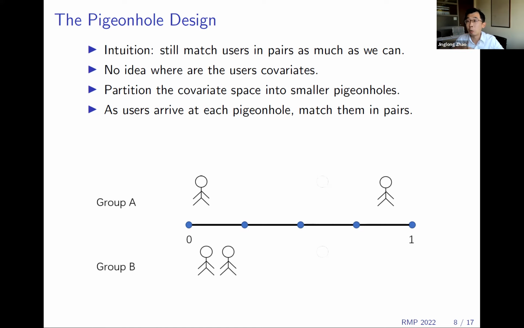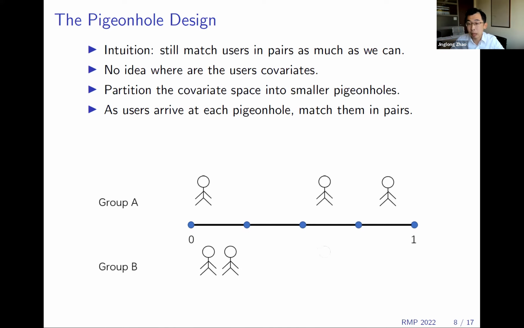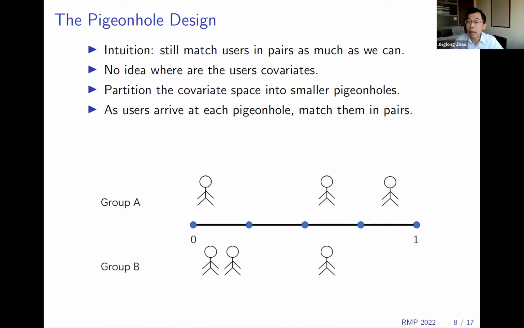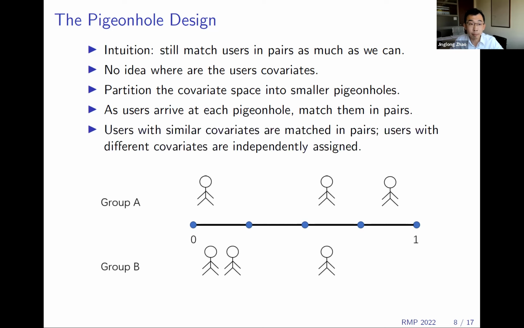And then we continue doing this. Whenever we see an unmatched user at the same pigeonhole, we match it. And when we see nobody unmatched, we randomize. So the fifth user arrives. There's nobody from the third pigeonhole unmatched. So we randomize. And let's say the last user arrives, and then we match it to the fifth user who belongs to the same pigeonhole. And this is a high-level idea of a pigeonhole design. So the key idea of the pigeonhole design is that users who have similar covariates are matched in pairs from within each pigeonhole. And those users who have different covariates are independently assigned.